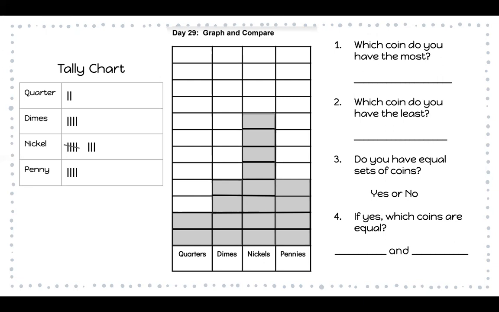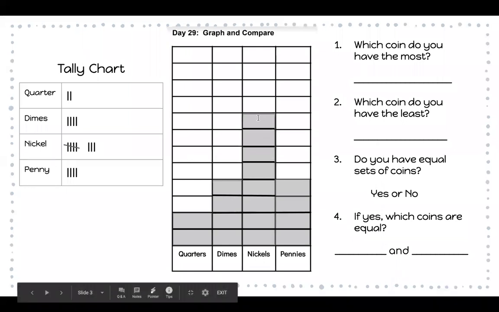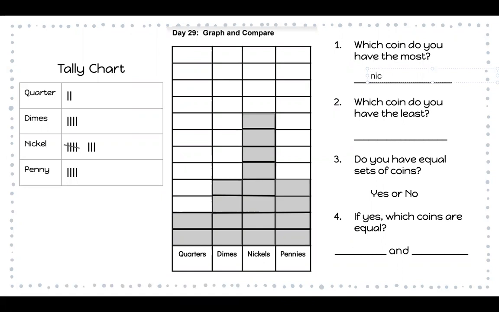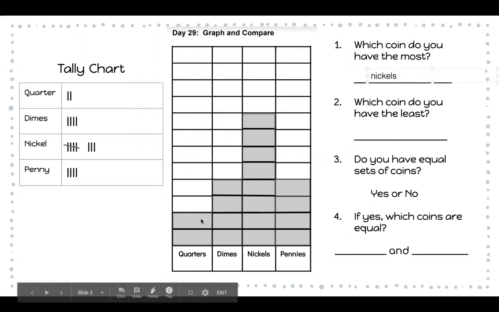Now that I have completed my graph and my tally chart, I'm going to answer the questions about the data that I collected. So for question number 1, which coin do you have the most? If I look at my data, I can tell I have a lot more nickels. I have 8 nickels. So that's the most. I have more nickels. Now, number 2, which coin do you have the least? So the least amount, the smallest amount of coins. I only have 2 quarters. So that's the least amount that I have.